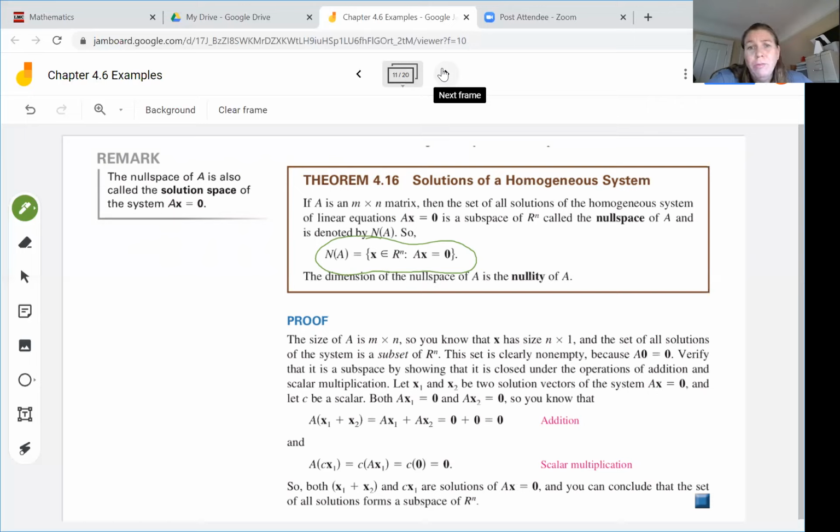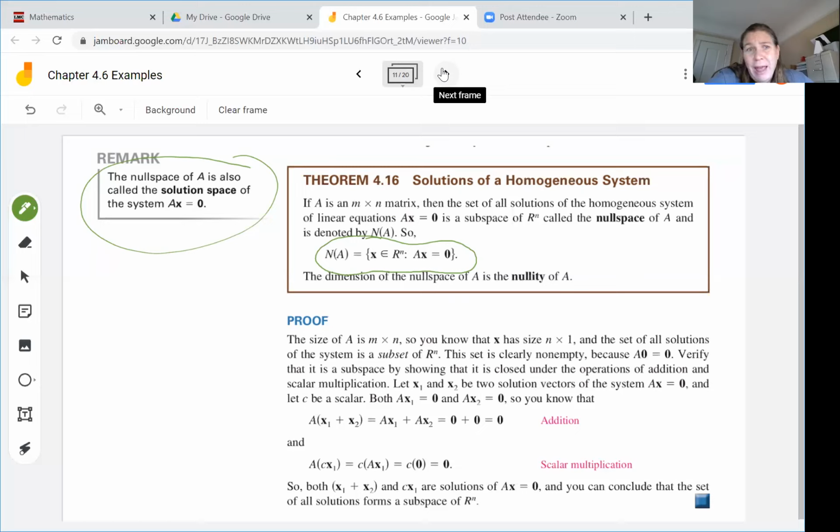The dimension of the null space is called the nullity of A. The null space of A is also known as the solution space of the system AX equals 0. Those terms are used interchangeably, the null space or the solution space. So let's take a look at the proof.